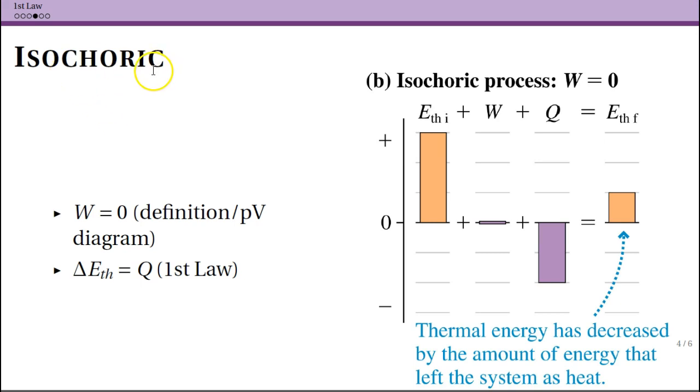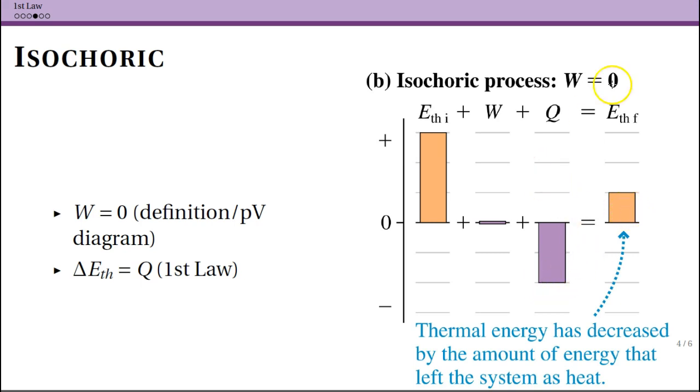An isochoric process is different in that by definition, the work is zero. Why? The volume is zero. And remember that if the volume is zero, the integral is going to be zero because you get a vertical line in that PV diagram. So work is zero, which means from the first law that the change in thermal energy must just be equal to Q. So in this case, we haven't done any work on the system because the volume has not changed. So whatever our Q is, our change in thermal energy.